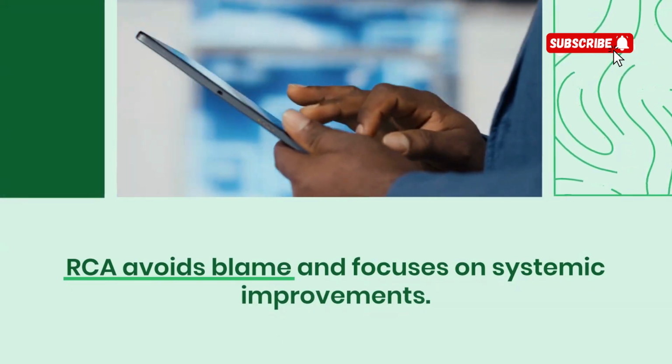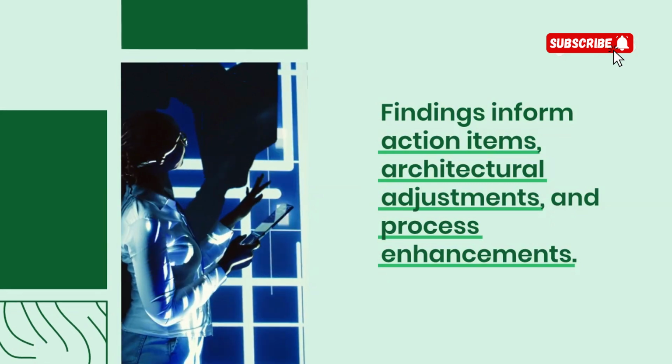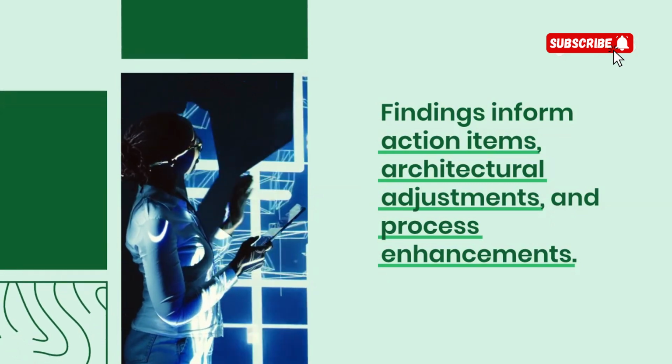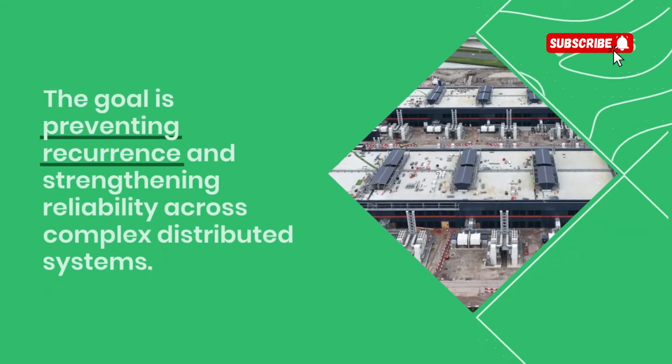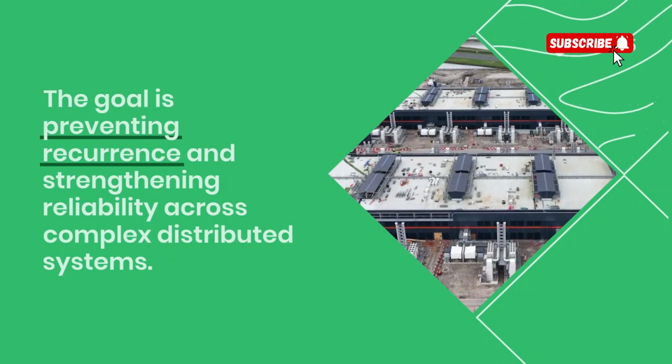RCA avoids blame and focuses on systemic improvements. Findings inform action items, architectural adjustments, and process enhancements. The goal is preventing recurrence and strengthening reliability across complex distributed systems.